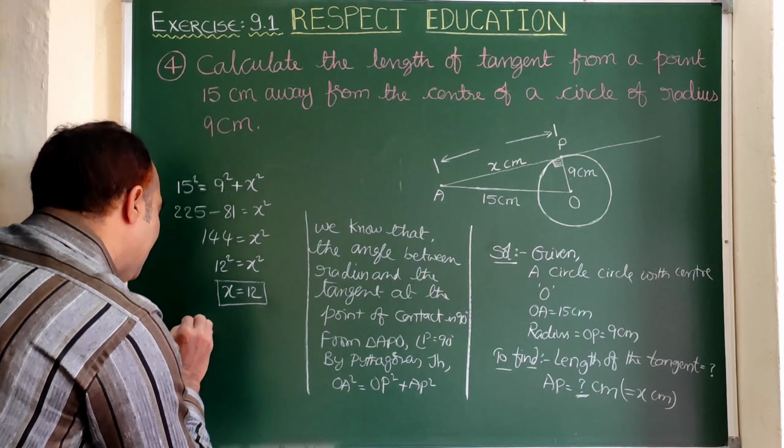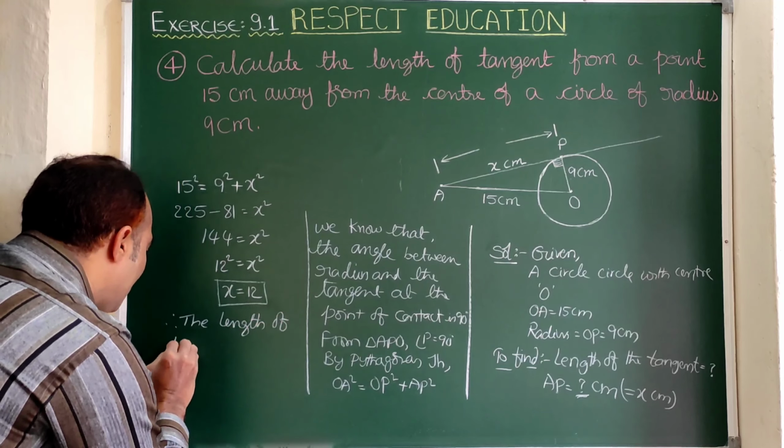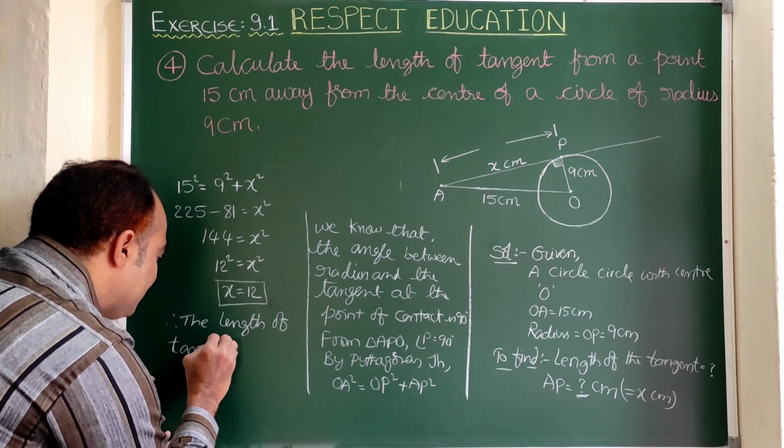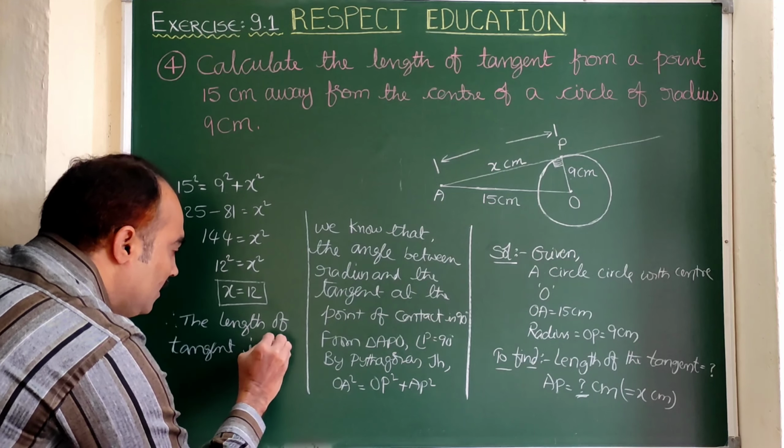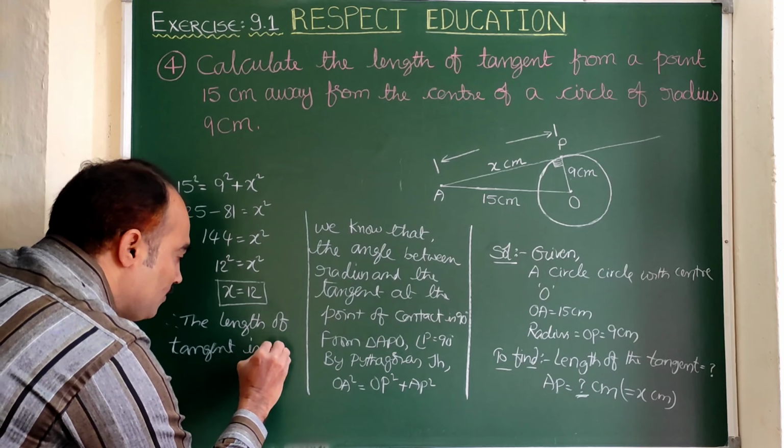So we can write that, therefore the length of the tangent is 12. Here you see the units, centimeter. So the final answer for calculating the length of the tangent: therefore the length of tangent is 12 centimeter. With this fourth problem gets completed.